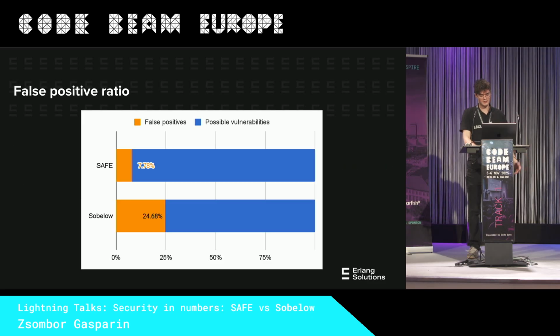Going back to the results, we can see that Safe actually has an 8% false positive ratio, whereas Sobelow has 25%. As I said before, this is very useful during security audits because it's much quicker to filter these results by hand.